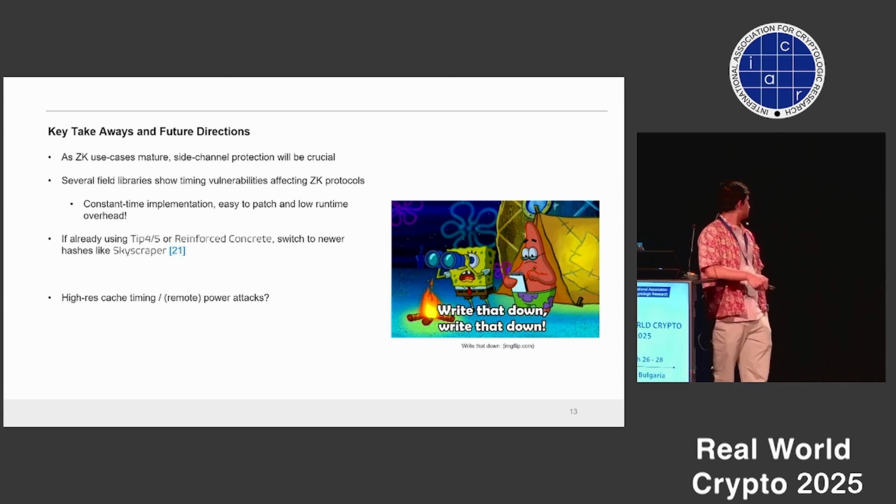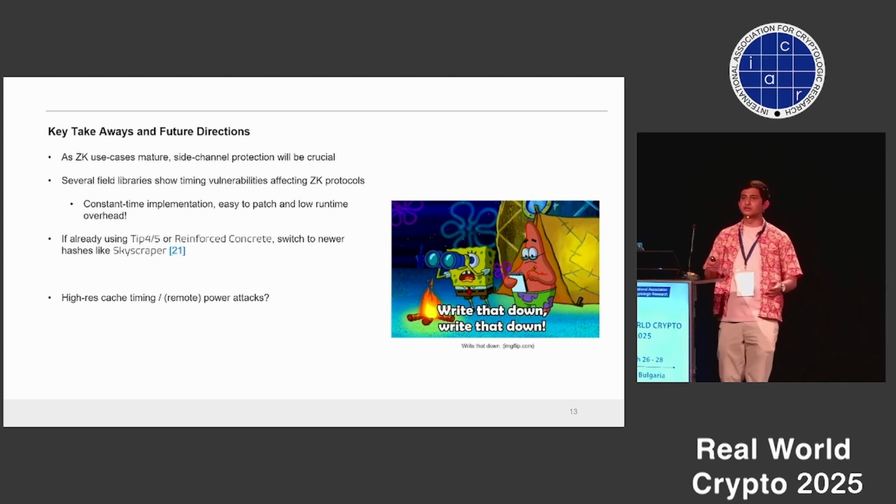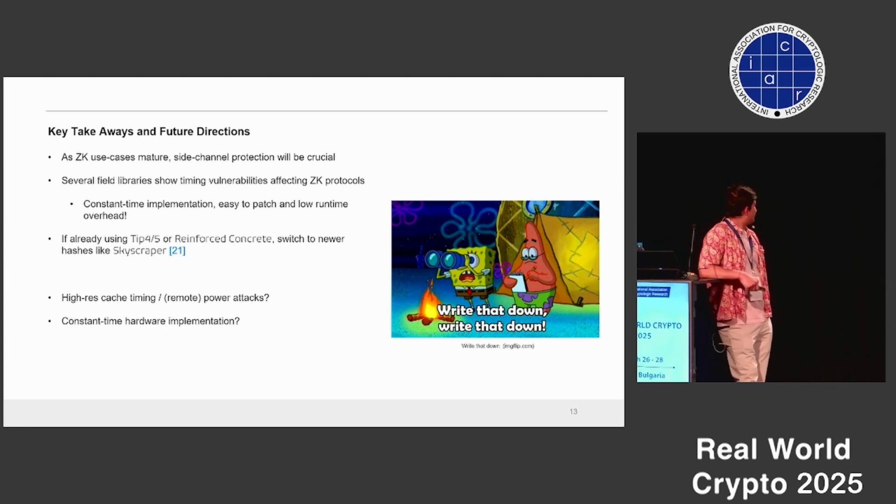Some future direction would be to explore high-resolution cache timing attacks, maybe like sub cache line resolution, power attacks, remote power attacks, and this is actually what we are also looking at right now. So any collaboration is always very much appreciated. And also looking into constant time hardware implementation, doing power analysis on the hardware, these ZK specific hardwares.